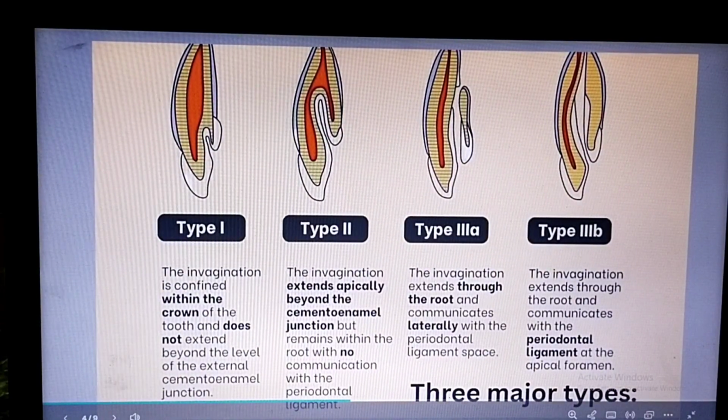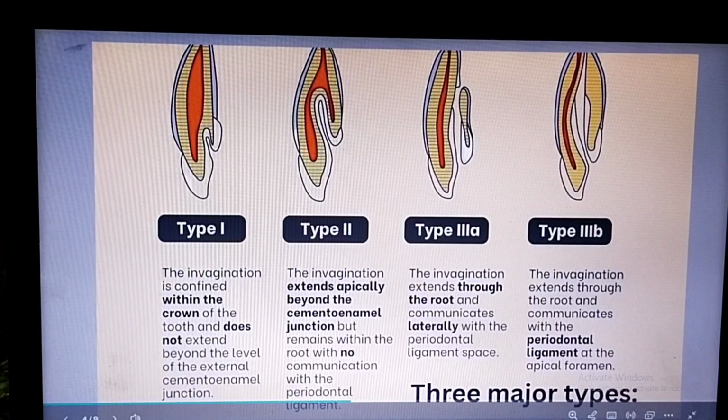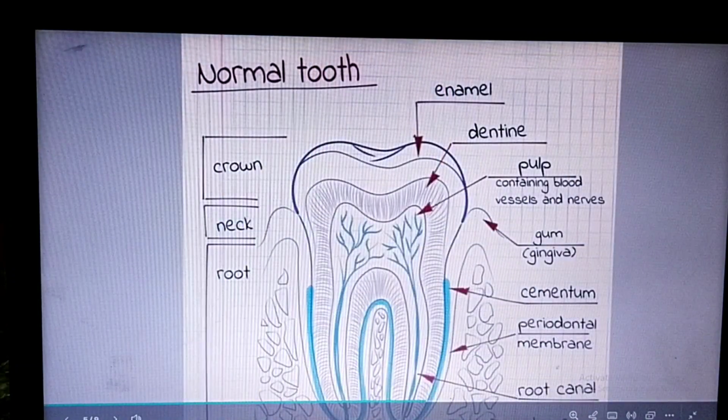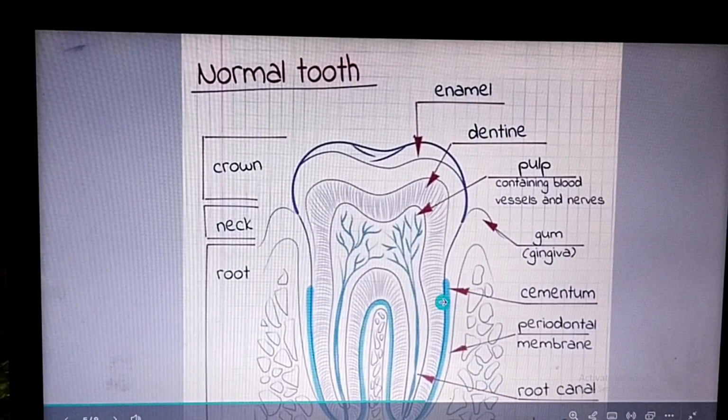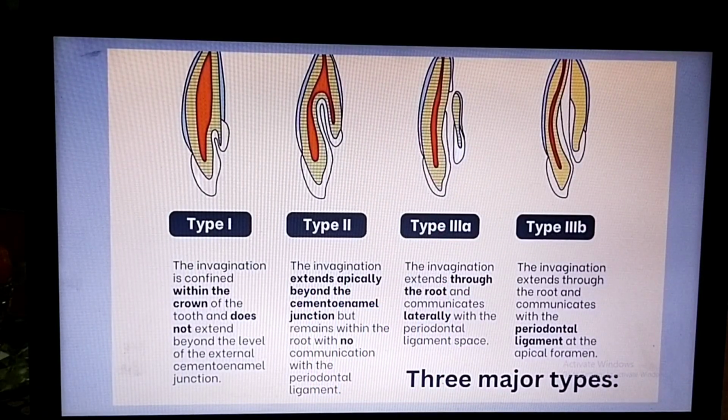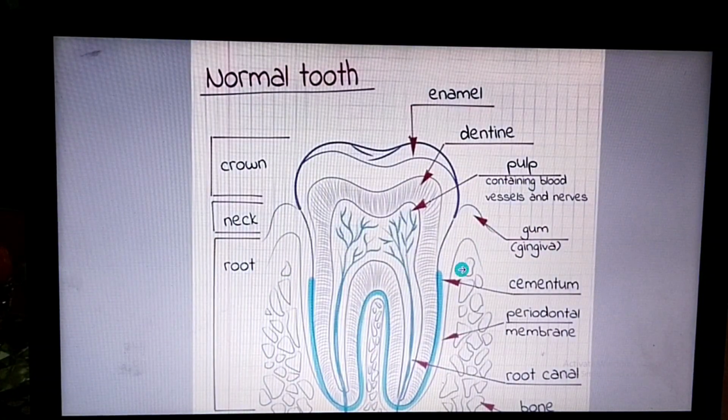Now we'll read. Type 1: the invagination is confined within the crown of the tooth and does not extend beyond the level of the external cemento-enamel junction. As I already told you, the first type of the dens invaginatus is only confined to the crown. The second type extends beyond the cemento-enamel junction. It extends beyond this junction. This is the junction, alright?